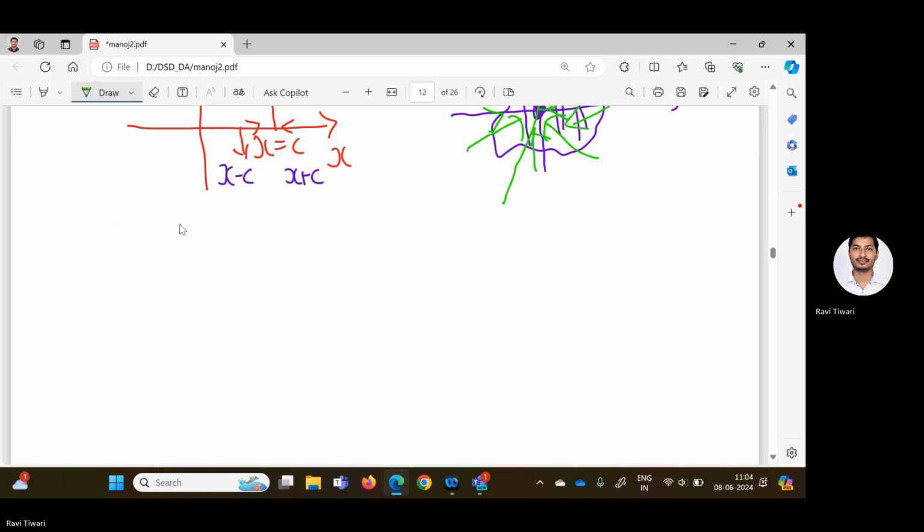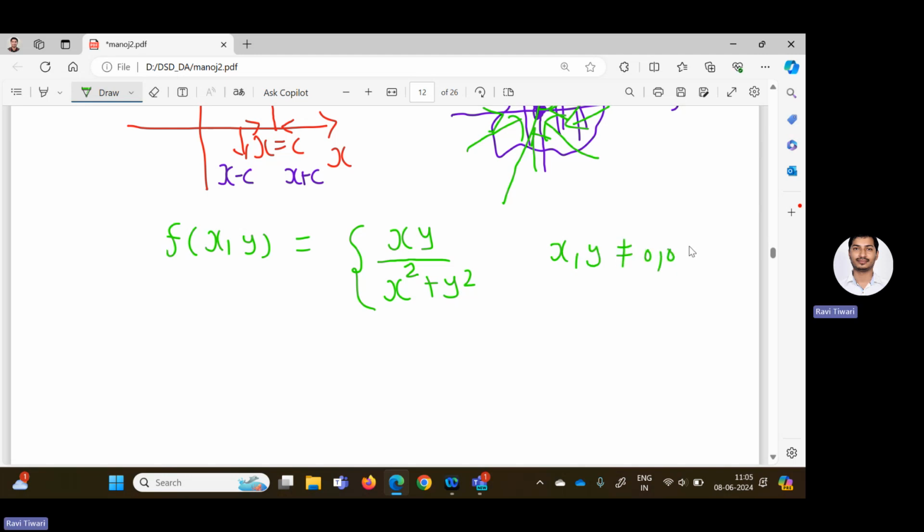Suppose we have this example: f of x y equals x y divided by x square plus y square when x y is not equal to 0 comma 0, and equals 0 when both x and y are 0. It is the same example I took for partial derivative. So how do we check continuity of this function? Since this is in two variable, for continuity the limit should be unique, and it must be equal to the value of the function.